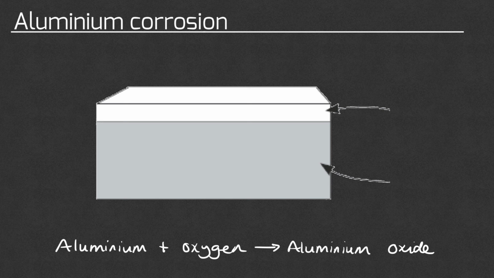When aluminium reacts with oxygen, it produces aluminium oxide. It doesn't need water to corrode like iron does, just oxygen. So an aluminium block could have a layer of aluminium oxide forming on top.